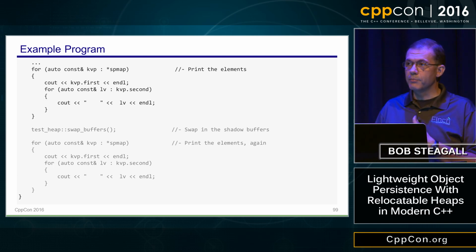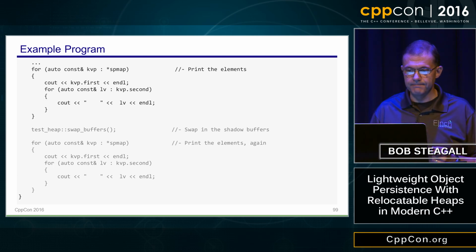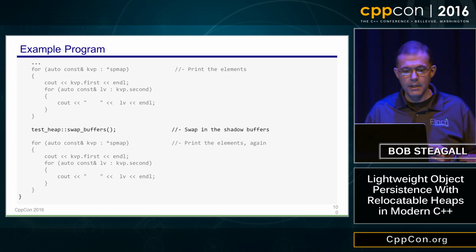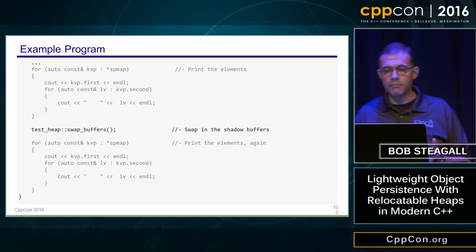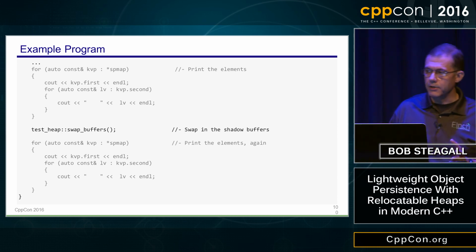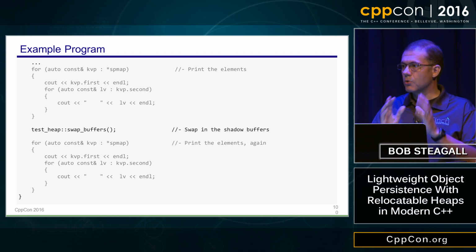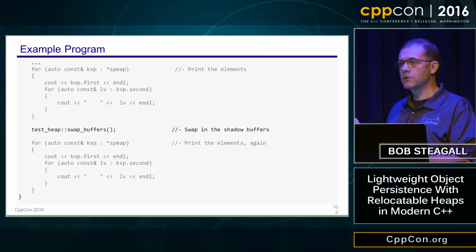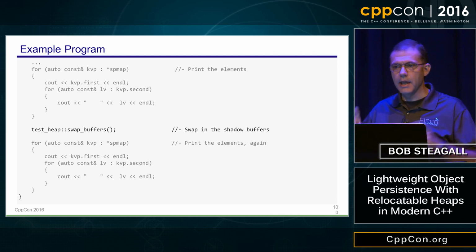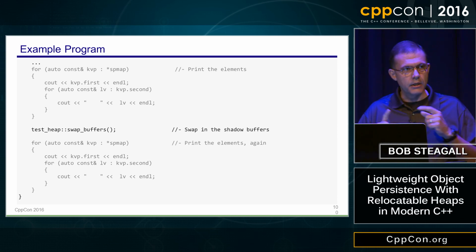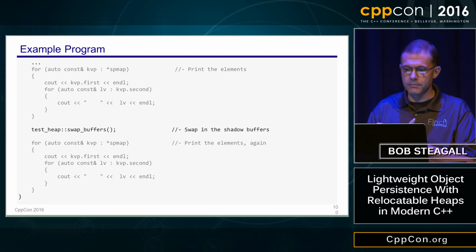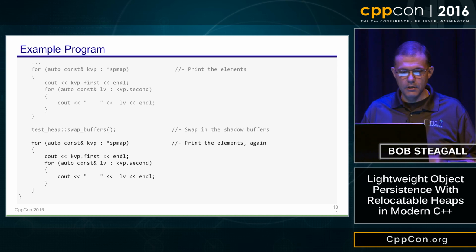Next, I'm going to have a loop that prints the contents of the map. Then I'm going to call this magic function, swap buffers. And what swap buffers does, as will now be revealed, is it's going to take the data stored in the primary segments in the backbone, it's going to mcopy them into the corresponding shadow segment, and then it's going to swap the segments. In effect, I am relocating my heap. Finally, I'm going to print the contents again.